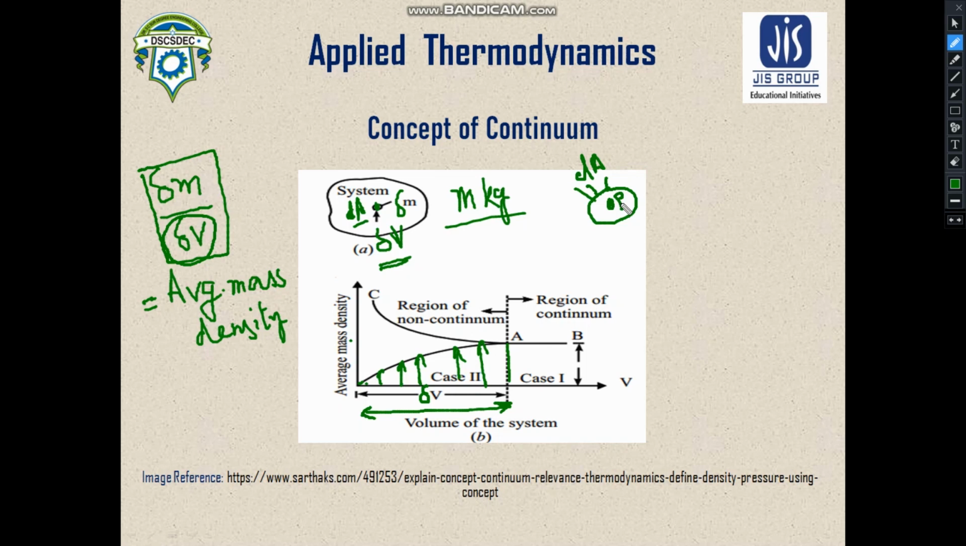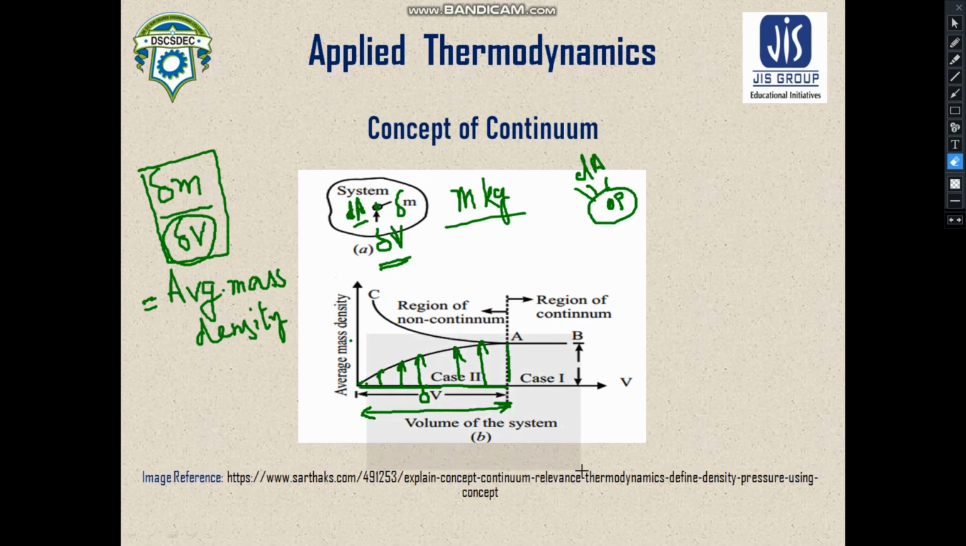We can see that the average density fluctuates with time as molecules pass into and out of the volume in random motion. So it becomes impossible to find a definite value of delta m by delta v. The smallest volume, we are taking this as the smallest volume here.